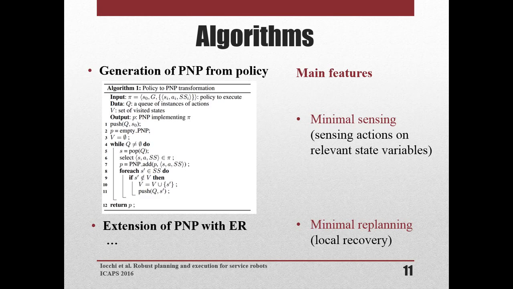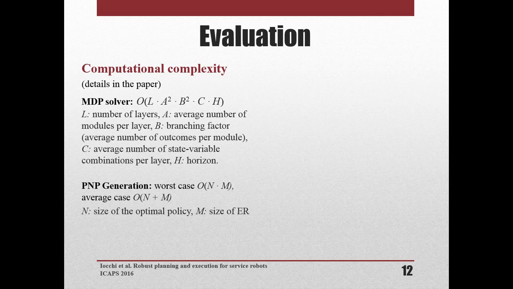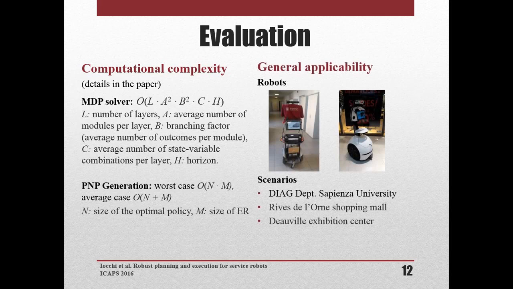And with the execution rules, we minimize planning. So execution rules are needed to introduce local recovery procedures so that some problems that appear only at execution time will be solved at this level without affecting the planning domain. So, okay, for the computational complexity you will find details in the paper.